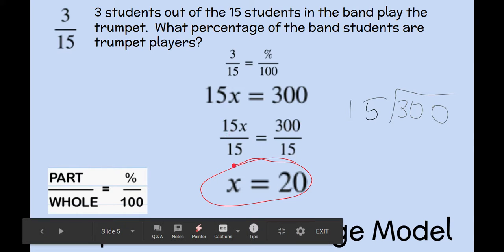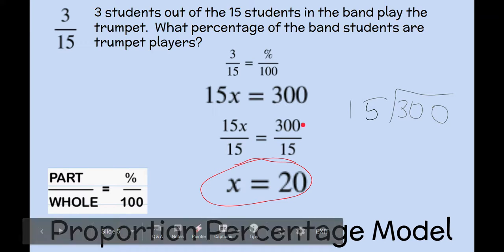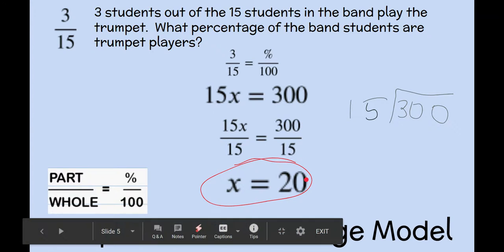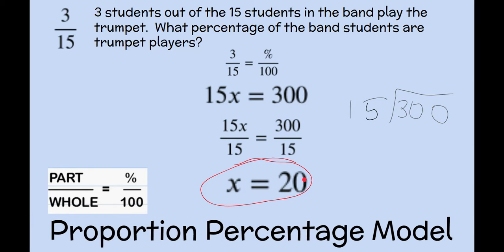Well, 15 divided by 15 is 1, so we eliminate that, and our X, our variable, drops down. Then we go to this side, and we say 300 divided by 15 is 20. So that means the percentage of the band students that are trumpet players is 20%.